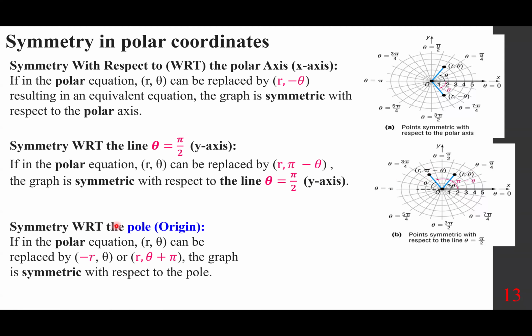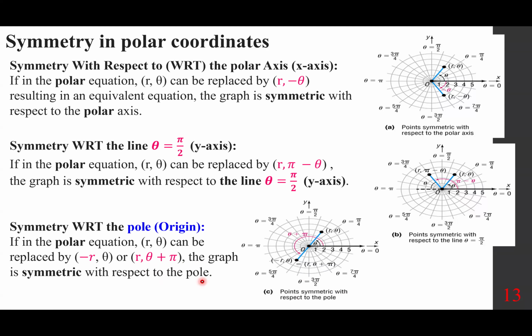Symmetric with respect to the pole or origin. If in the polar equation, r comma theta can be replaced by negative r comma theta or r comma theta plus pi, the graph is symmetric with respect to the pole. So here's r comma theta, here's minus r comma theta, or r comma theta plus pi. So that's pretty straightforward, everybody. That's the concept of symmetry.